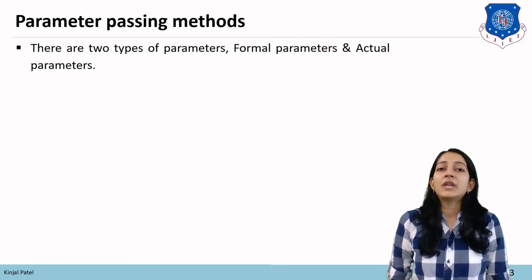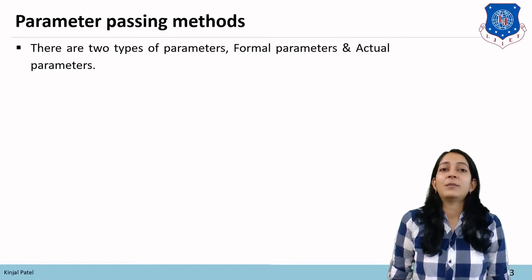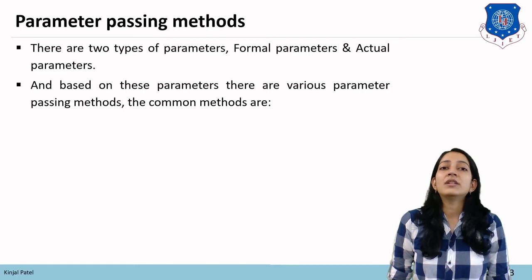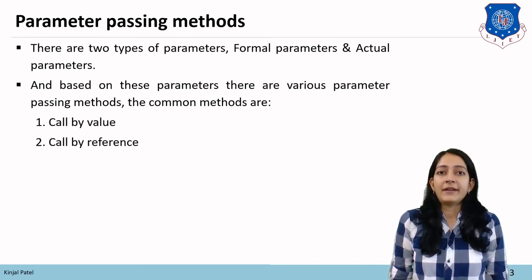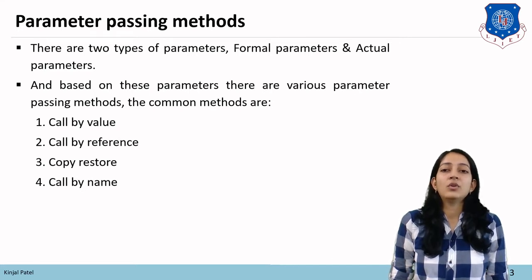So there are two types of parameter. First one is formal parameter and second one is actual parameter. And based on these parameters, there are various parameter passing methods. The common methods are call by value, call by reference, copy restore, and call by name. So we'll learn all these methods in detail.